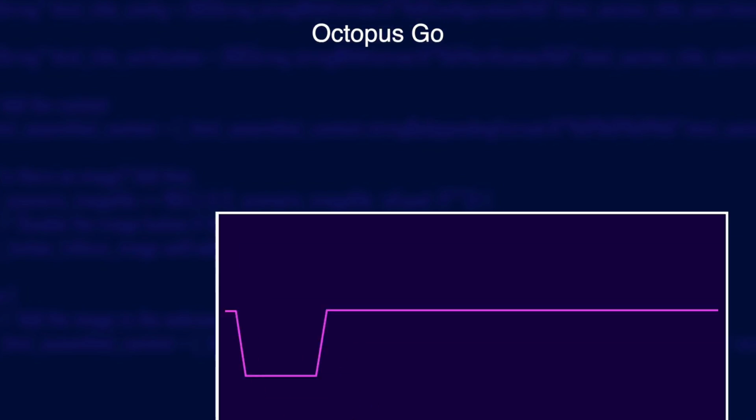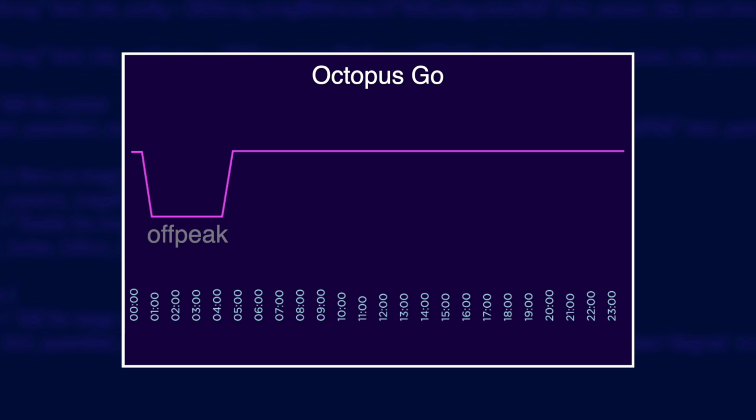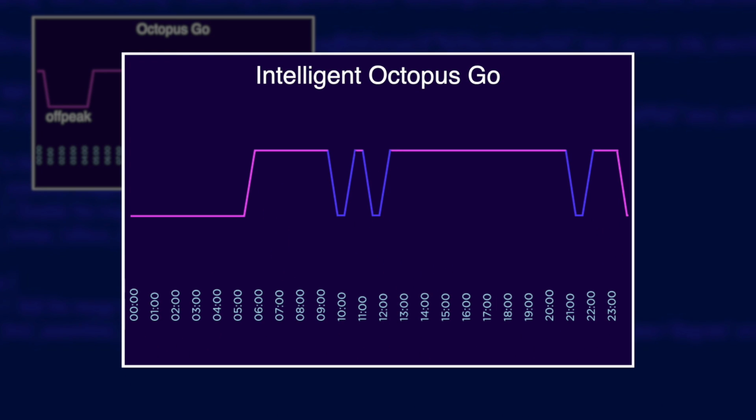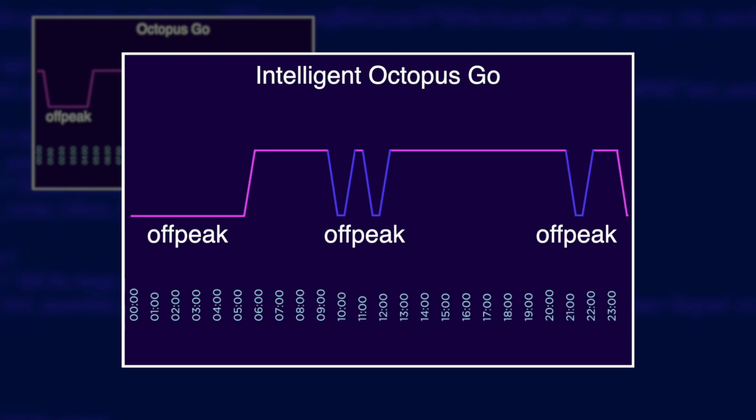So for this video, I'm going to concentrate on 5 specific Octopus smart tariffs. Octopus Go, which I mentioned before, has a single off-peak period per day, and the rest of the day is considered peak. Intelligent Octopus Go, which has an extended single off-peak period per day, plus ad hoc off-peak hours during the rest of the day if Octopus deem it appropriate, and then the rest of the day is considered peak.